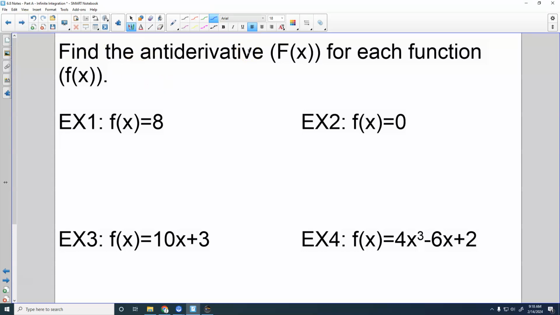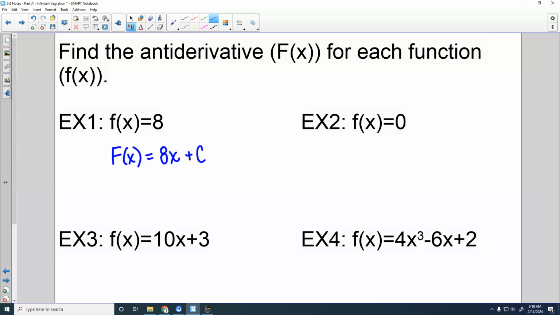Find the antiderivative capital F of x for each function f of x. What would I get for number 1? I would get capital F of x equals 8x. You are almost right. Plus c. You want to always put that there.